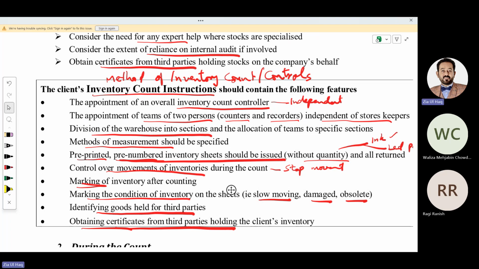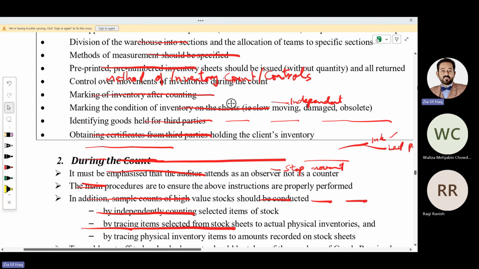We need to make sure whether pre-printed, pre-numbered sheets without quantities are there or not. We need to make sure whether staff are writing down inventory quantity on the sheets with permanent ink or not. So through this, we can even explain more procedures during count.